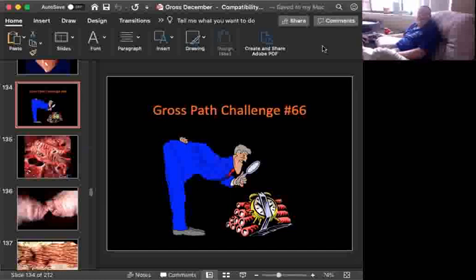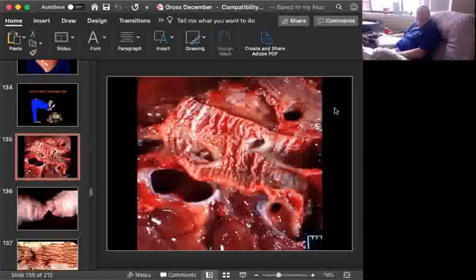With all of that said, let's go on to slide number one. Slide number one is tissue from a dog. Can you give me a morphologic diagnosis and two possible causes?